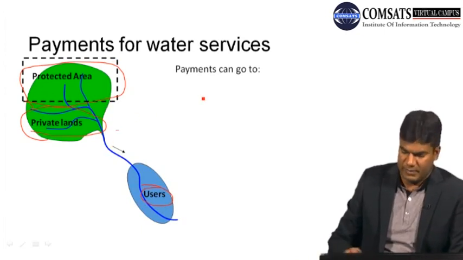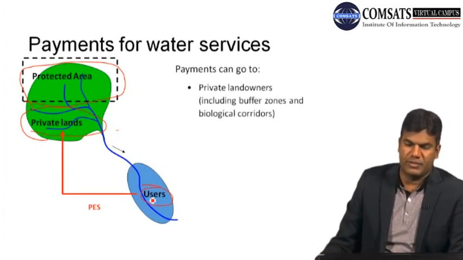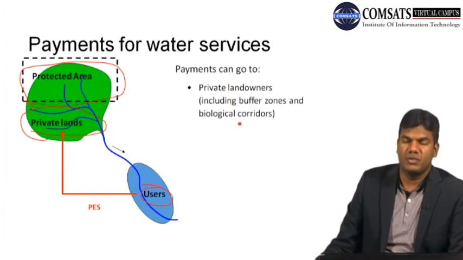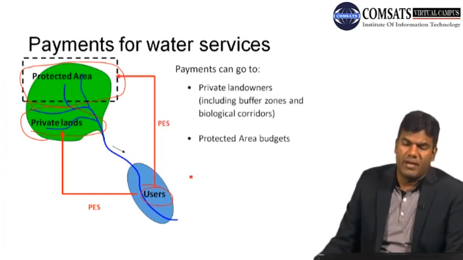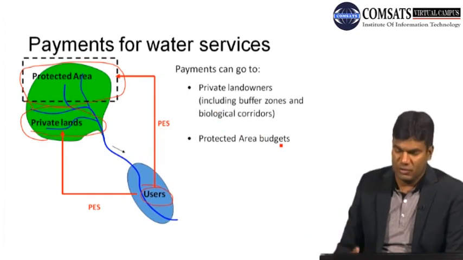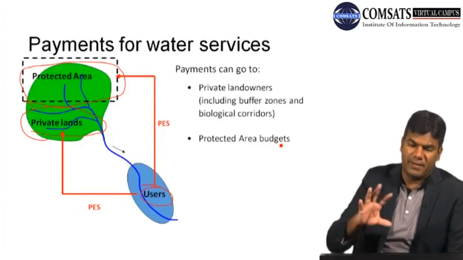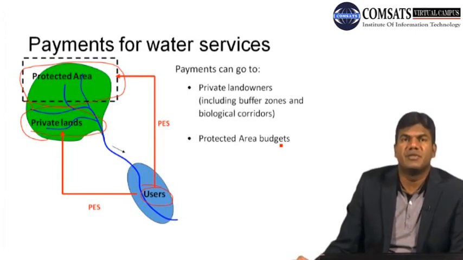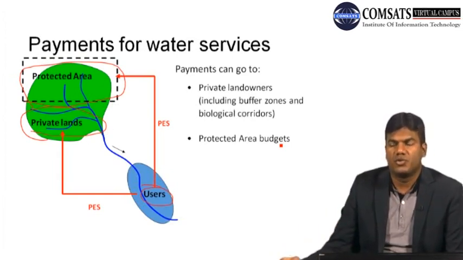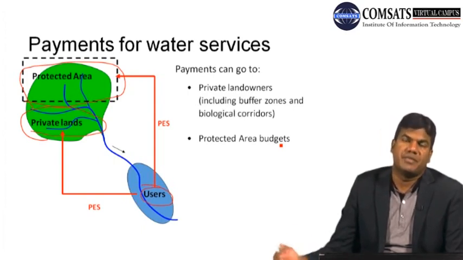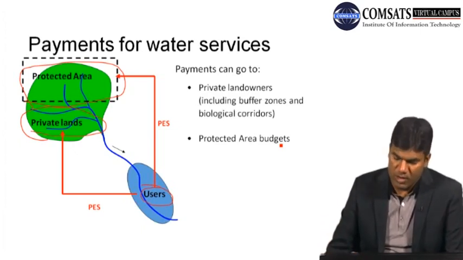Now what happens? Users' payments can go to number one, private landowners, because private landowners are providing them services, including buffer zones and biological corridors. Number two, where will these payments go? To the protected area budget for the ecological restoration. So this is how it works: you get all the information, and you get all the monetization things, and the services you are getting from nature, you monetize them and you just get it back to the nature. In this way this mechanism is going to work.